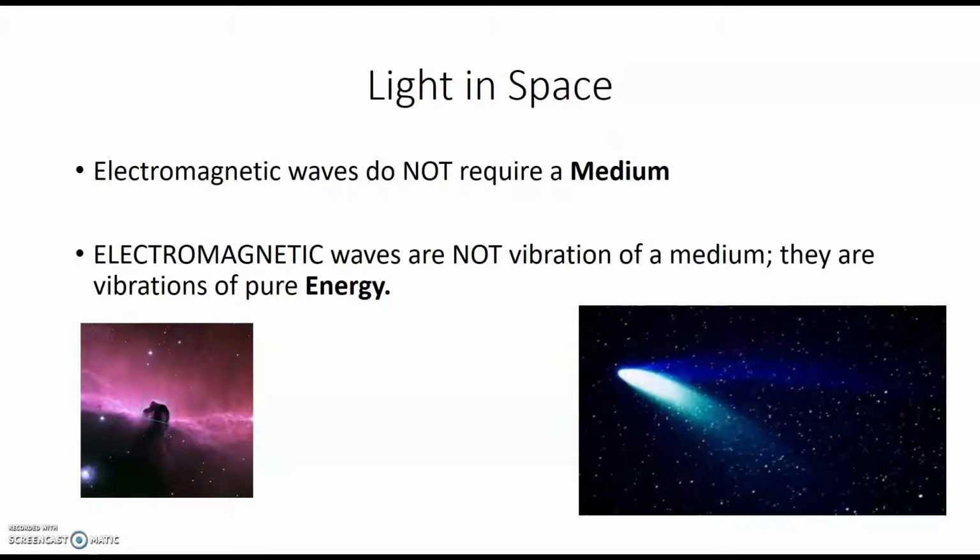Now, unlike mechanical waves, light can go through empty space. Light does not require a medium. Mechanical waves all require a medium. Light does not. Electromagnetic waves are not vibrating material, but they are vibrations of pure energy. So they can travel through empty space. That's how light comes to us from the sun. It's not traveling through material in space.